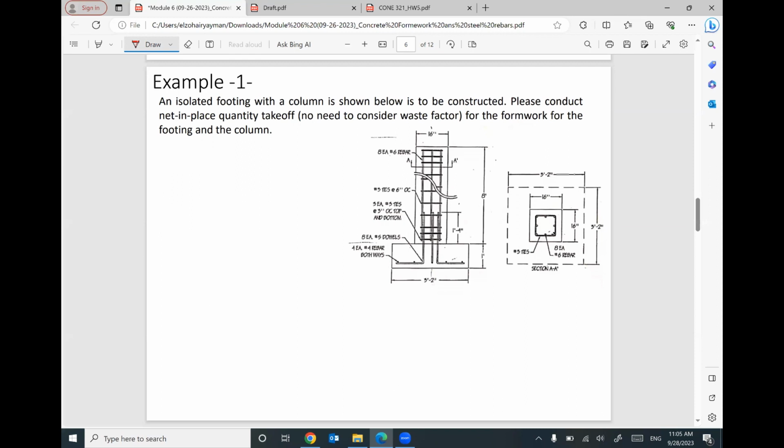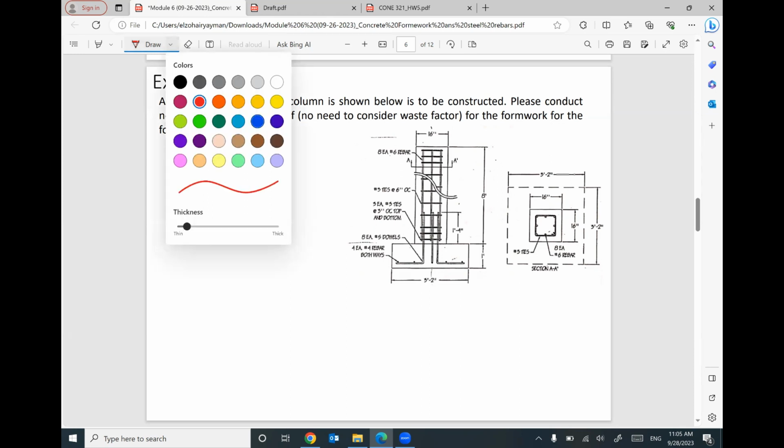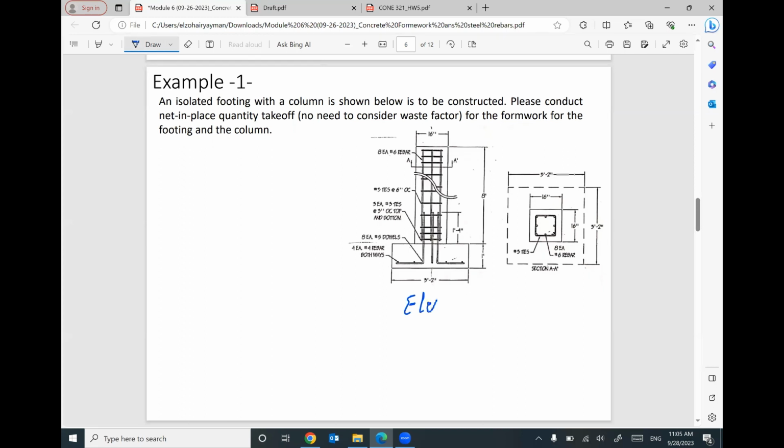Let's do this example with you. We have an isolated footing with a column. You need to understand what is the meaning of this drawing and what is the meaning of this drawing. Keep in mind, this is called elevation, and this is called plan. In real life, for 3D, this looks like this. We have a footing, looks like this.